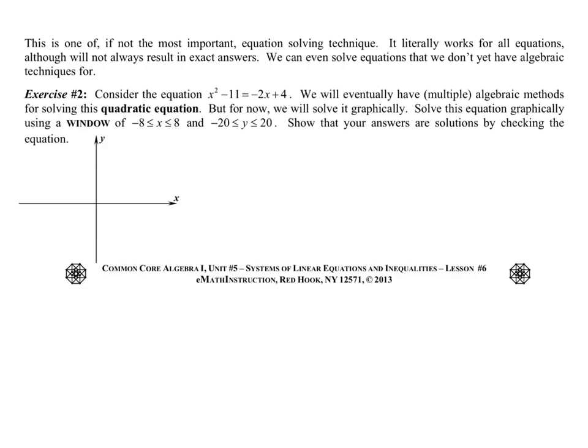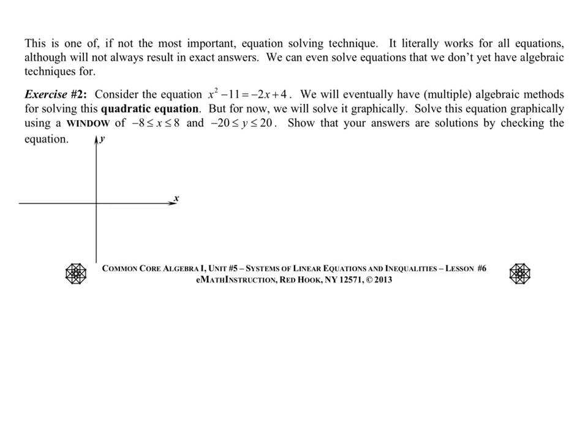So consider the equation x squared minus 11 equals negative 2x plus 4. We will eventually have multiple algebraic methods for solving this quadratic equation, quadratic because it's x squared, but for now we'll solve it graphically. Solve this equation graphically using a window of negative 8 is less than or equal to x is less than or equal to 8, and when y is between negative 20 and 20. Show that your answers are solutions by checking the equation.